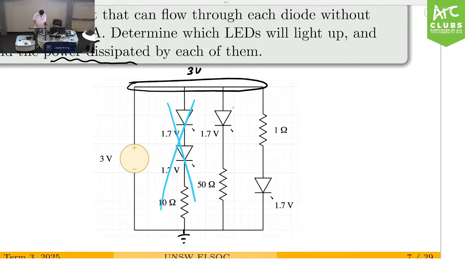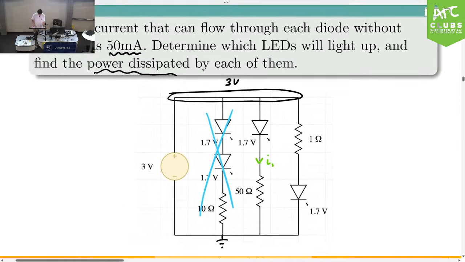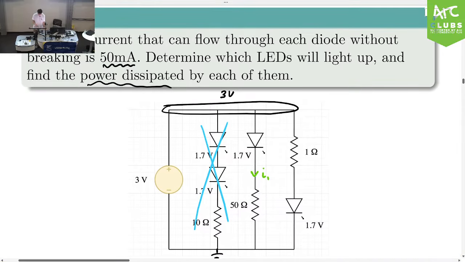In this case, we only have one LED, and the voltage drop across that is 1.7. And we have 3 volts, so that's enough that our voltage is greater than our forward voltage. So yes, there will be current flowing through here. I'm going to call that I1. Now, one other thing it says is that each diode can handle a maximum of 50 milliamps. So let's check if the current flowing through that branch is not greater than 50 milliamps.